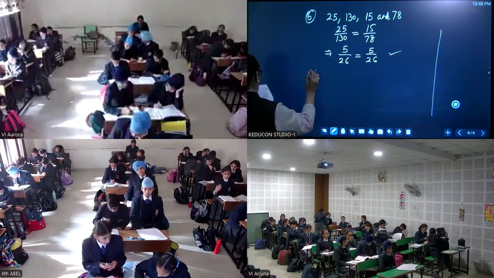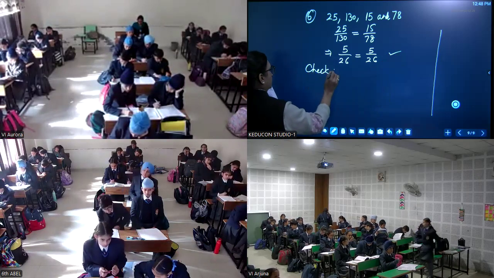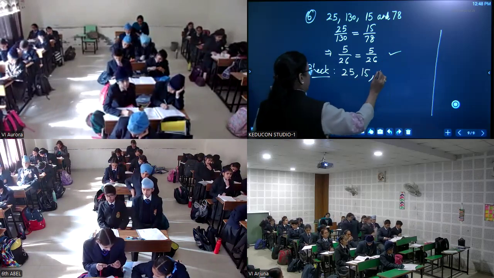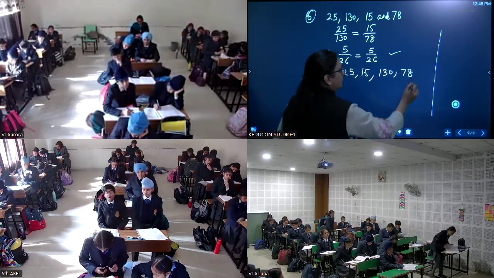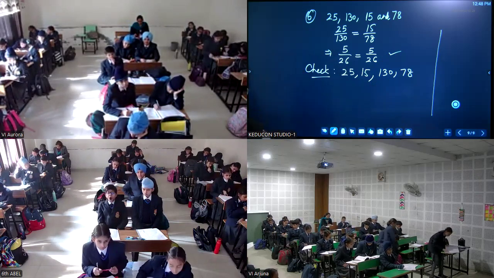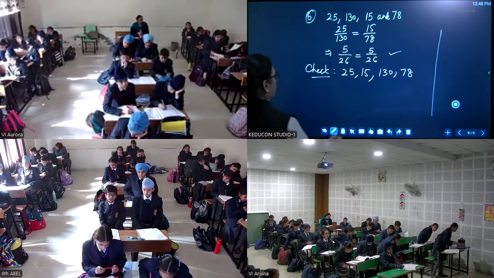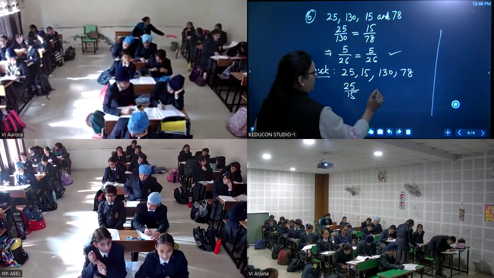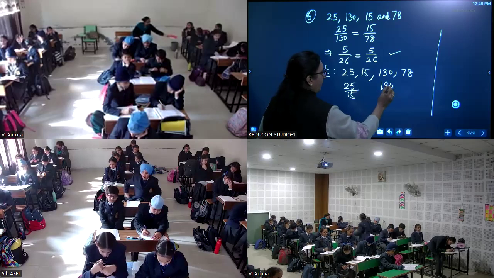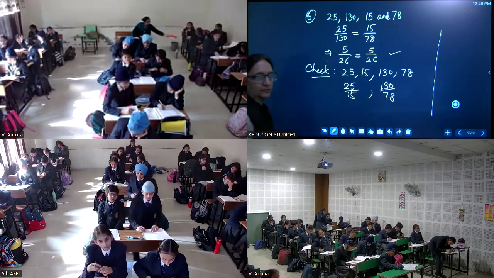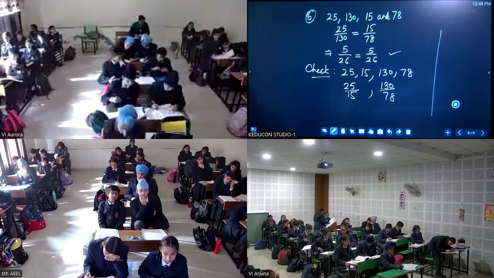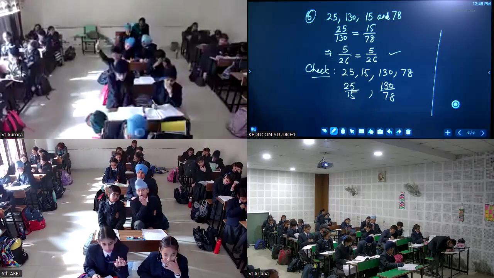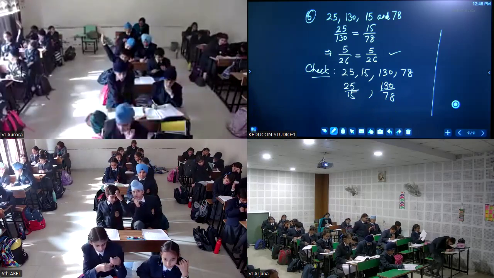Now you have to check for the other also. Pair is given to you: 25, 15, 130 and 78. They have changed the positions. Now again we have to check it. Are they equivalent? First upon second, we have to check for third upon fourth. Let us check. Are they equivalent? 25 by 15 and 130 upon 78.